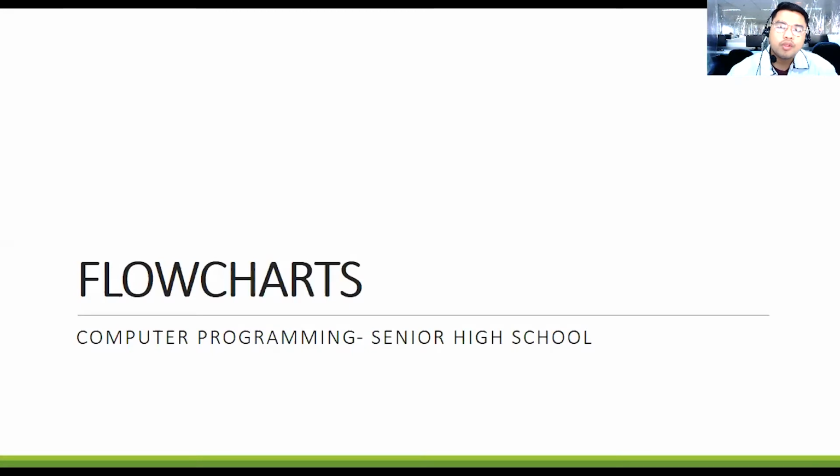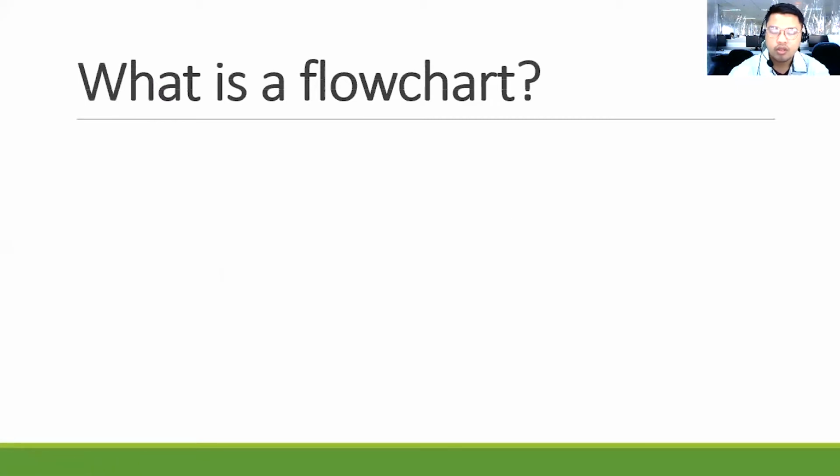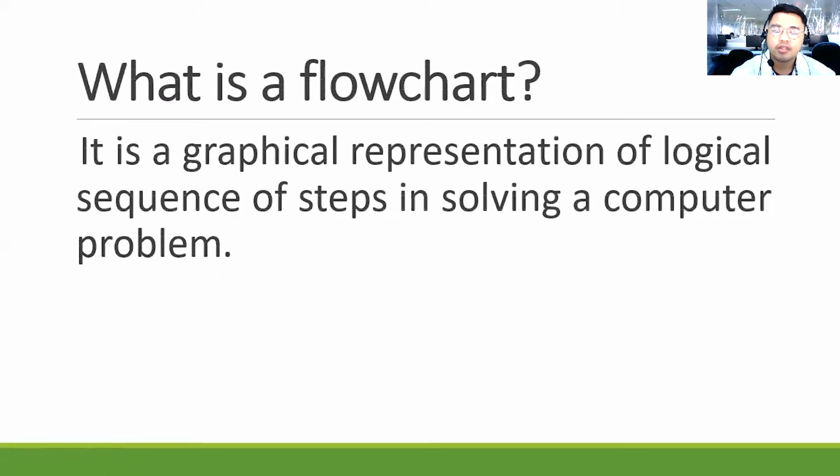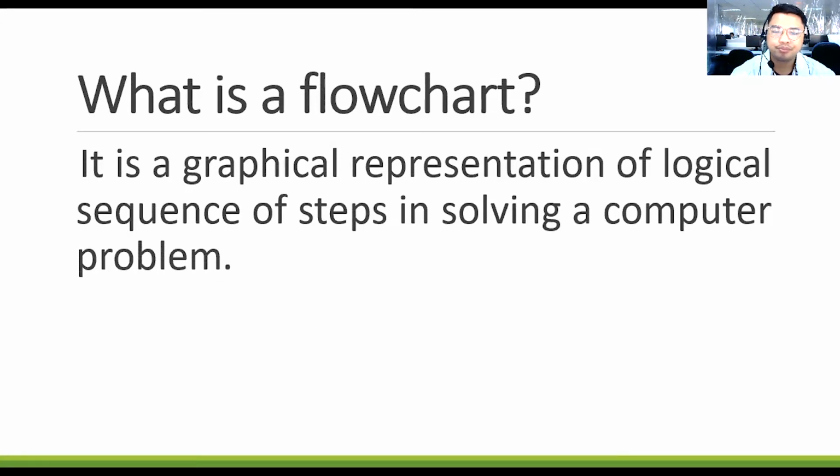When you try to code a program, especially a really complicated program, it's really helpful to be able to organize your thoughts, the process, and the pattern of how you're going to get the outcome that you want. And flowcharts are an amazing tool for making that happen. So what is a flowchart? A flowchart is a graphical representation of the logical sequence of steps in solving a computer problem. A flowchart is a form of algorithm that uses symbols.